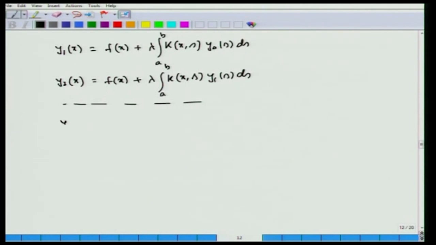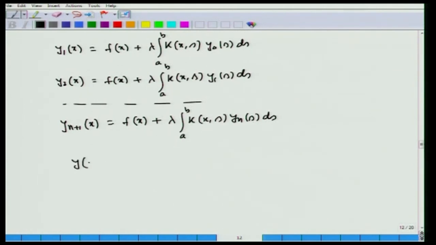So, that means in general y(n+1)(x) is equal to f(x) plus lambda integral from a to b k(x,s) yn(s) ds. And the solution to the given problem y(x) is nothing but the limit as n tends to infinity of yn(x). This is going to be the solution of the given problem. And now, we are going to consider the convergence of this particular scheme.